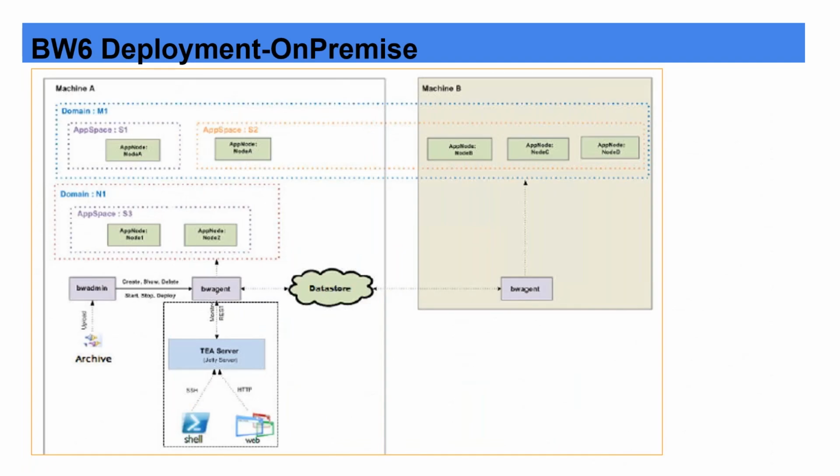We already talked about this deployment format. This is the TEA architecture, where, as I mentioned, the BW agent and the BW admin utilities are provided only with the BW6 installation. You do not get that with BWCE, which means you cannot deploy your code directly from C into the TEA.